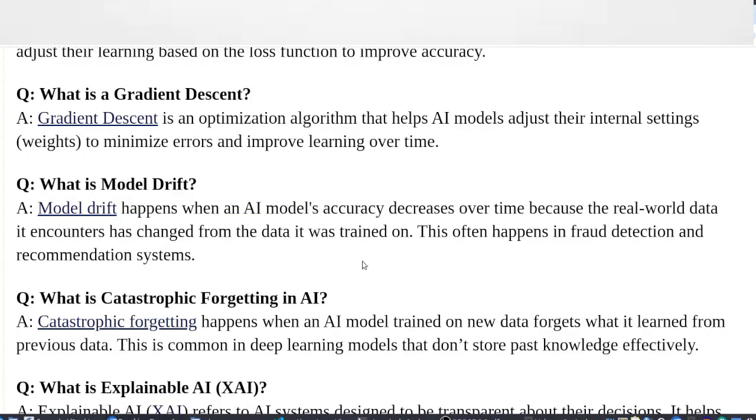What is model drift? Model drift happens when an AI model's accuracy decreases over time because the real-world data it encounters has changed from the data it was trained on. This often happens in fraud detection and recommendation systems. So it's a deviation of the model's output. It is because of the usage nature. In the case of recommendation systems, if the viewers are viewing in a different way, then obviously the previously trained model will not be best suited in this new scenario, right? So it is known as model drift.